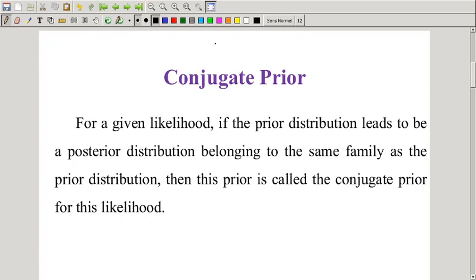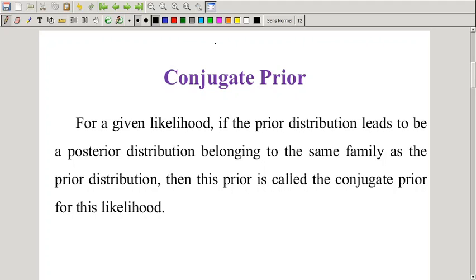For a given likelihood, if the prior distribution leads to a posterior distribution belonging to the same family as the prior distribution, then this prior is called a conjugate prior for this likelihood. That means the likelihood function determines which family of distribution will lead to conjugate prior, that is, a prior and posterior distribution that come from the same family. Conjugate distribution can be formed by selecting a family of distributions that has the same algebraic form as the likelihood function, treating the unknown parameter as the random variable.